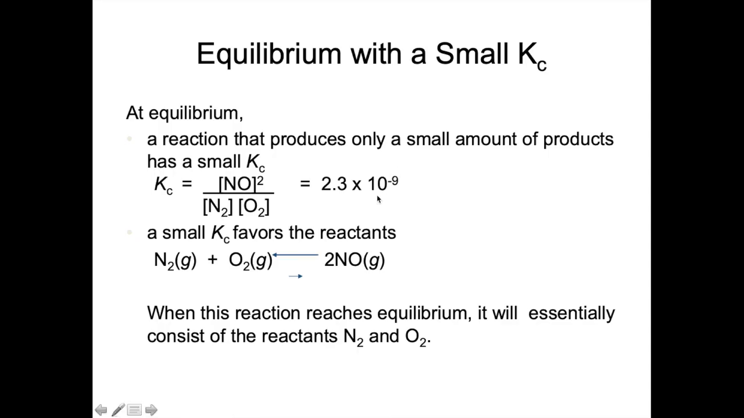decimal. Okay, so you can see here that this particular value of Kc is 2.3 times 10 to the power of negative 9. That means the decimal point is moved 9 spaces to the left. Okay, so it's 0.0000000023.